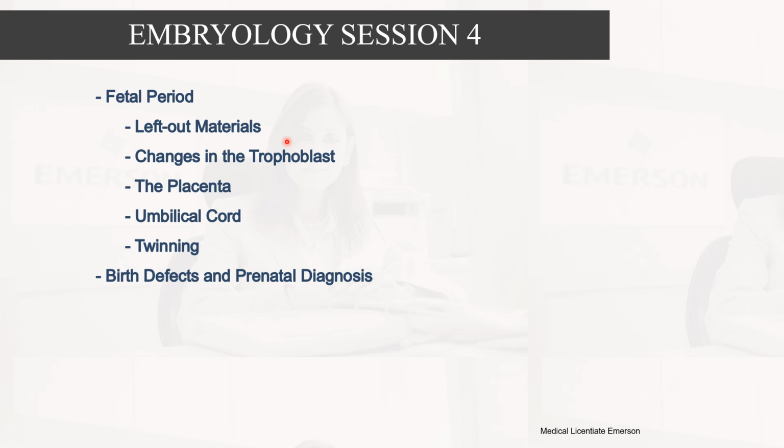So this is our objective. For the fetal period, we are going to go through the changes in the trophoblast, the placenta, the umbilical cord, and twinning. Then we are going to go through the birth defects and the prenatal diagnosis.